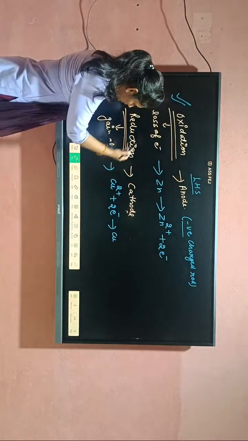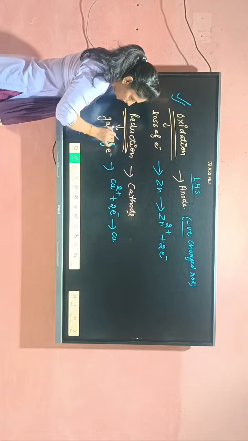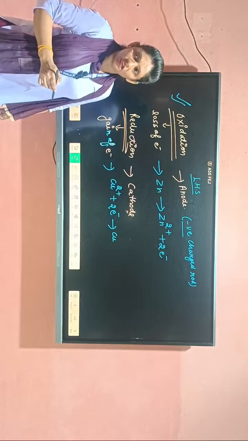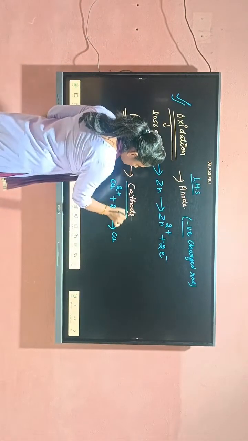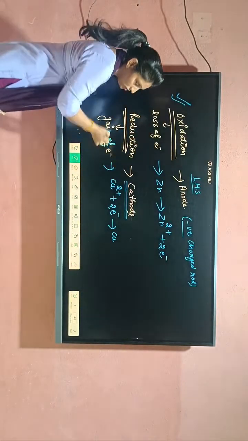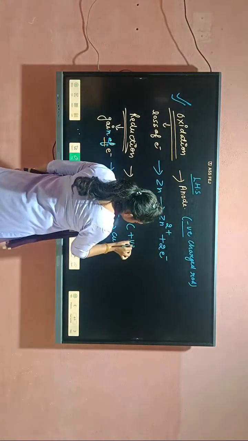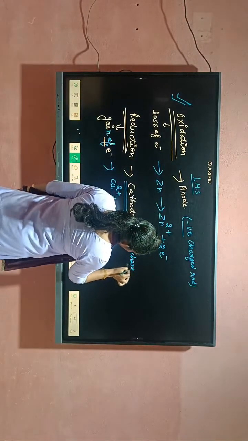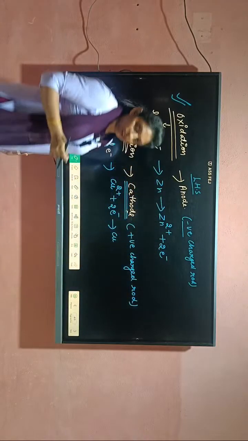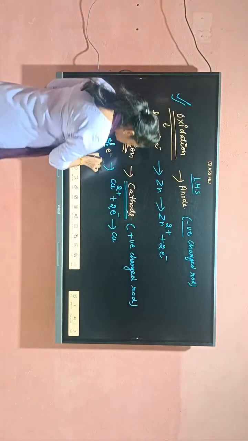And here gain of electron is taking place. If gain of electron is taking place, it means reduction is going on. And this one is the cathode because at the cathode reduction takes place. And this one is the positively charged rod. Clear or not?